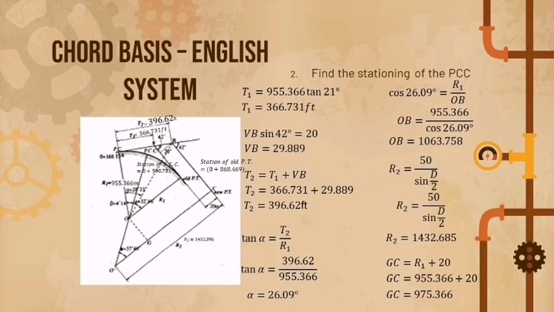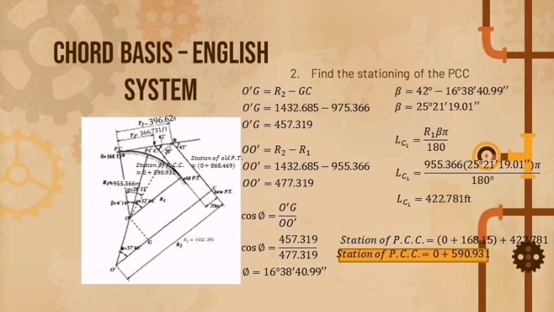And for the GC is equals to R1 plus 20. So the value of radius 1 is 955.366. So plus 20, we will get the value of 975.366 for the GC. So for the OG, we will minus the value of radius 2 minus the GC. So it is the 1432.685 minus the 975.366. And after we minus them, we will get the answer of 457.319 as the value of OG.